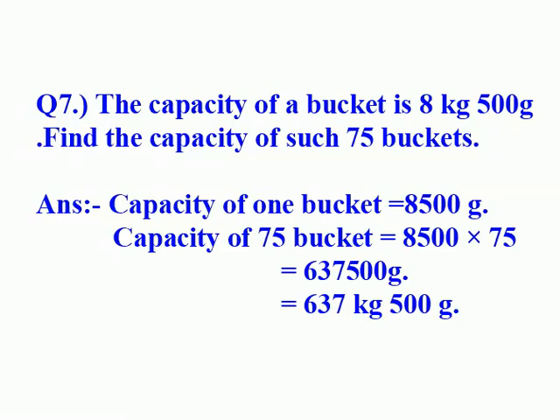So for 75 buckets it will be 8500 into 75. So here also we are not going to multiply 8500, only you have to do the multiplication of 85 and 75, and whatever the result will come you have to add 20 after that. Okay, next question which we have is question number 8.